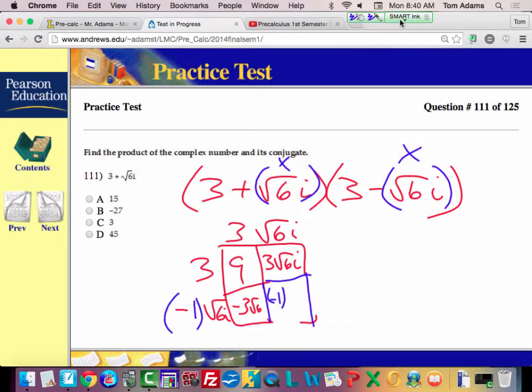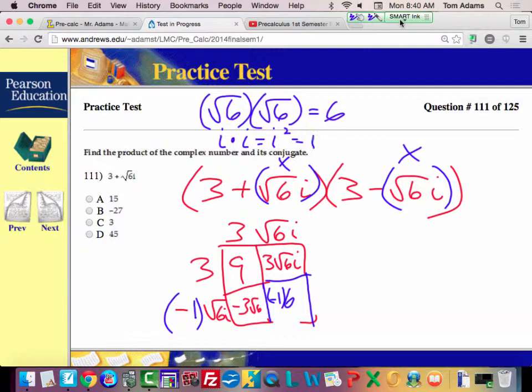Times, what's the square root of 6 times the square root of 6? Huh? What's the square root of 6 times the square root of 6? Yeah, it's just 6. So I got a 6 here. Now what's i times i? Yeah, it's i squared, but it's negative 1. So now I've got this negative 1 here.